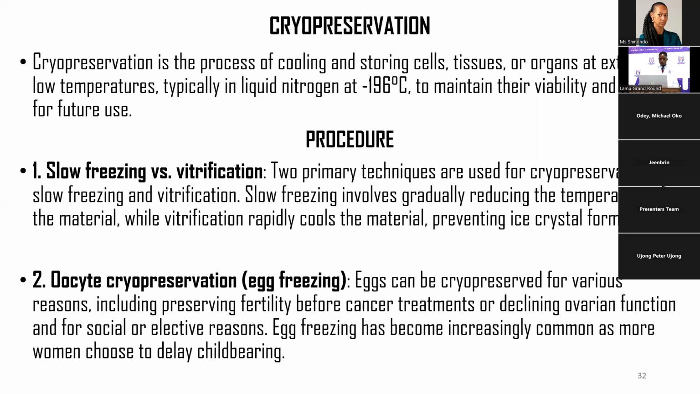Let us now move on to the procedure. For cryopreservation, we have two main procedures. The first one is slow freezing, and the second one is vitrification. Slow freezing is a procedure where we gradually reduce the temperature of the material that we want to preserve. While vitrification is a procedure where we rapidly reduce the temperature of the material that we want to preserve in order to prevent the formation of ice crystals that can damage the material.